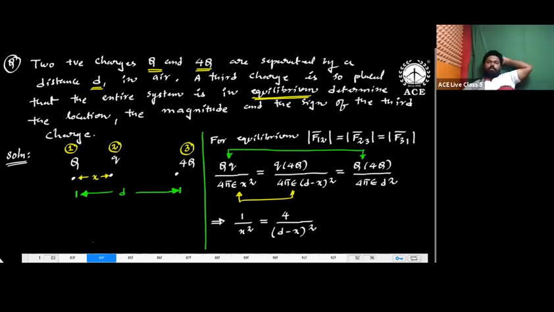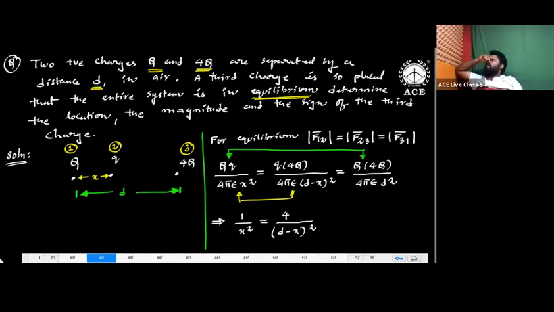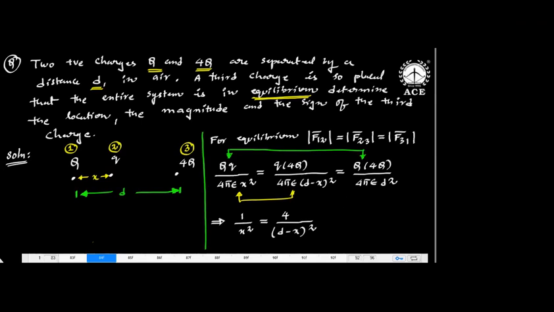Sir, in the same slide, why do we need to place a small q in between, like q and capital Q and 4q? To bring the system into equilibrium. Suppose small q is placed outside the system, what will happen, sir? How can we decide whether the system is in equilibrium or something else?